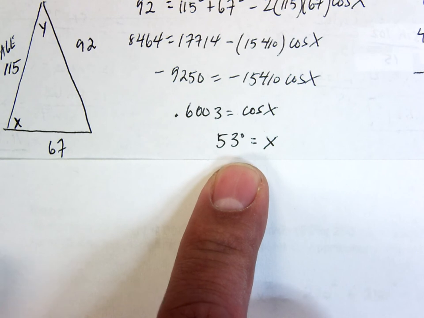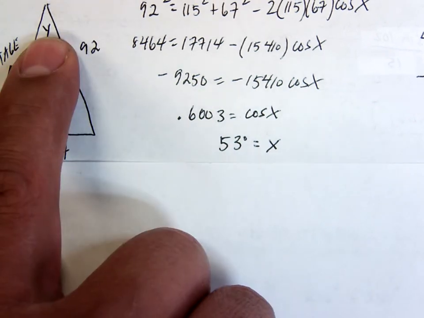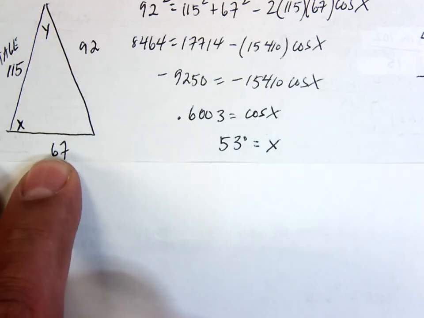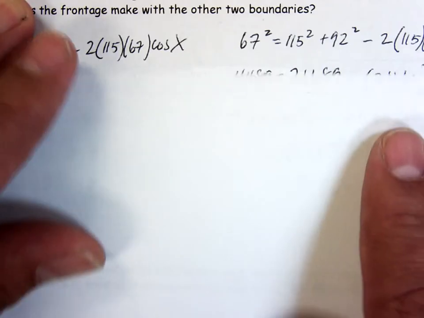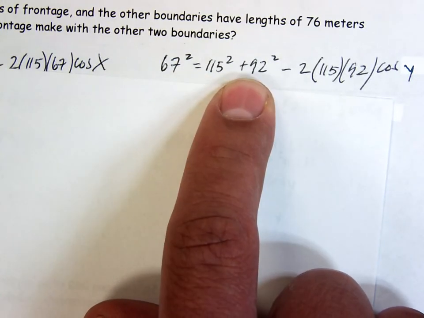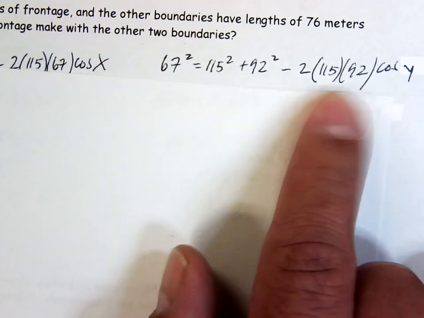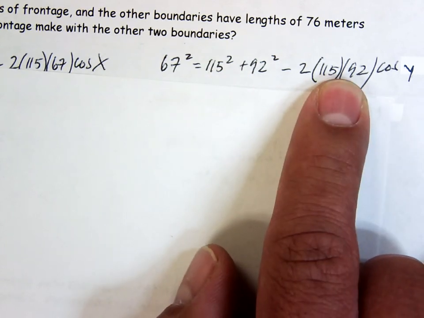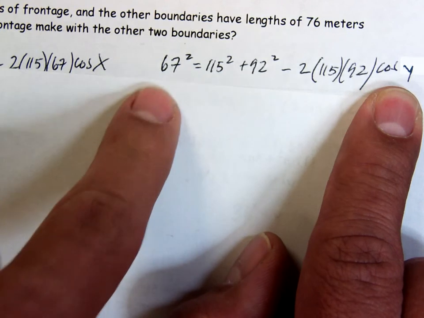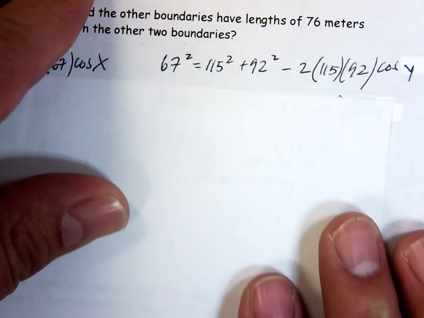So now to get the angle y, I just do the same thing. I now want angle y, which means the 67 needs to go by itself. So I do 67 squared equals the other two sides squared and added up. So 115 squared plus 92 squared minus 2 times the product of the other two sides times the cosine of the angle opposite from this side.